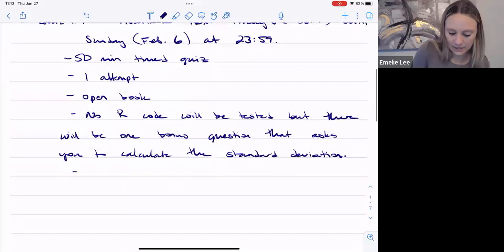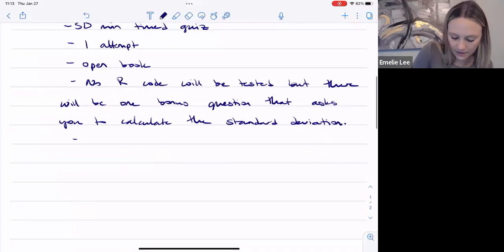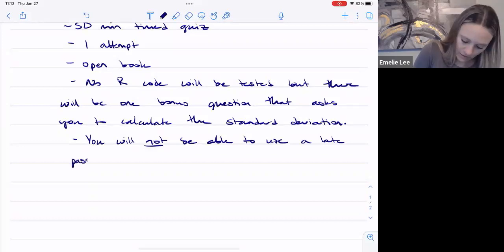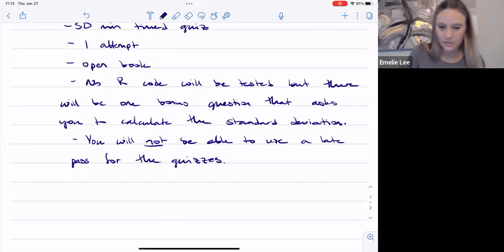You can't use any late passes, so you will not be able to use a late pass for the quizzes. That goes for all the quizzes. Remember, we're going to have 4 quizzes.